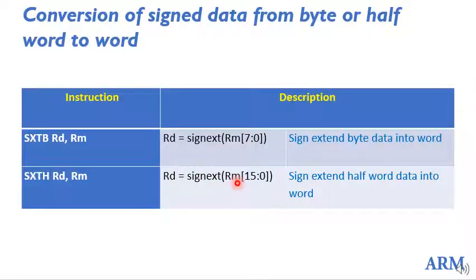So RM will be holding the source operand in the lower half word, that is bit number 15 to 0, and this bit number 15, which will be the sign bit, will be sign extended to occupy 32 bits, and that will be stored into the RD register, that is the destination register. So this instruction is going to sign extend the half word into a word.